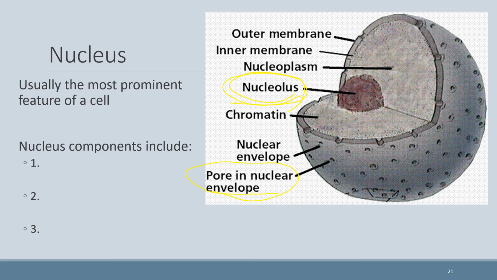We also have DNA, which is the genetic material. So those are the actual recipes that we contain. So those are the three components of the nucleus. We have the nucleolus, the nuclear pores, and DNA.